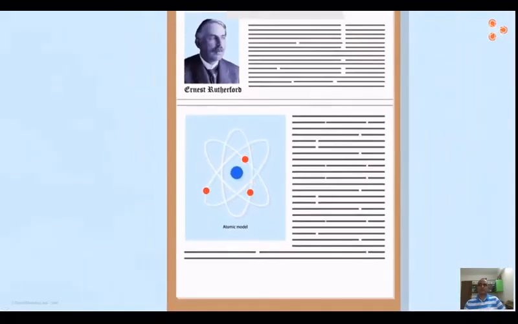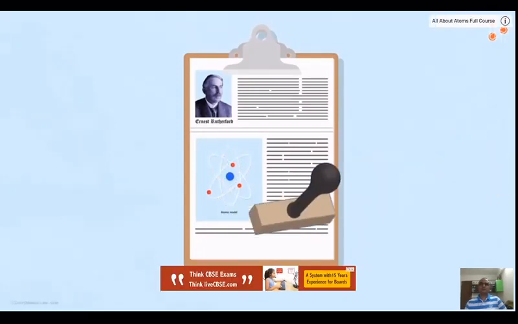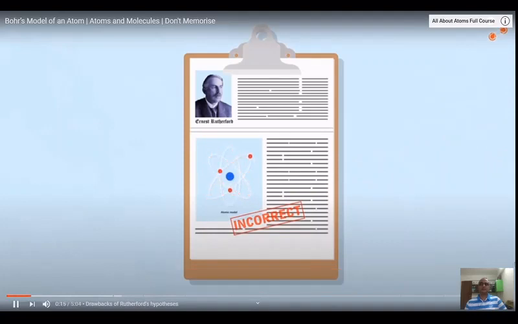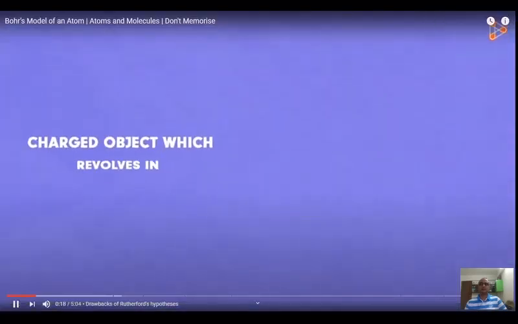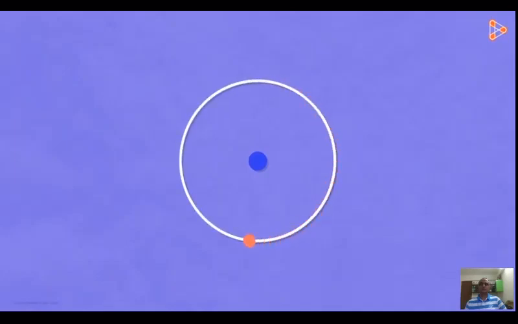Rutherford's atomic model was quite commendable when it came to explaining the structure of atoms. However, it was not very appropriate theoretically. And why are we saying so? We know that any charged object which revolves in a circular motion gains acceleration gradually. Similarly, if the electron is moving fast in a circular path, then it will also gain acceleration. And on gaining acceleration, it's bound to liberate energy in some form. Now, if it continuously keeps radiating energy, then ultimately all the energy of the electron will get over and it will fall into the nucleus. This would result in high instability of the atom.